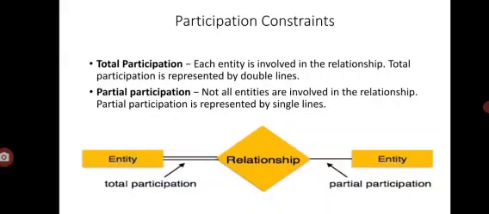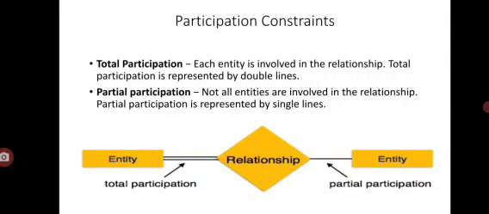So participation constraints. In the participation constraints, we have the two types of participation. One is total participation, another one is partial participation. In the total participation, each entity is involved in the relationship. The total participation is represented by the double lines. Let us say the entity that we are going to maintain the relationship in between the two entities, both the entities are participated fully, and such a type of participation is called as a total participation.